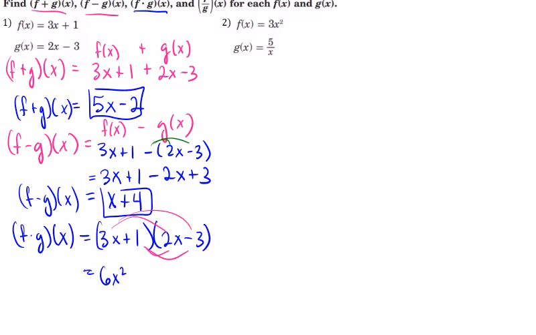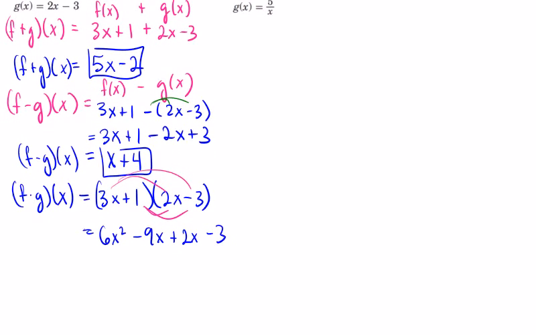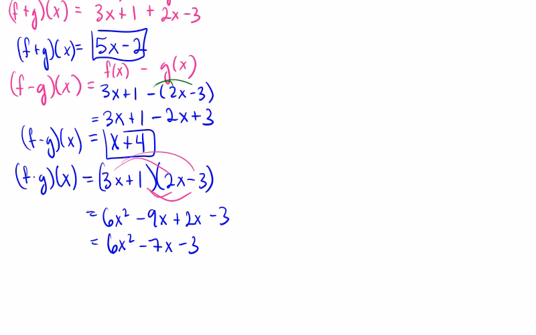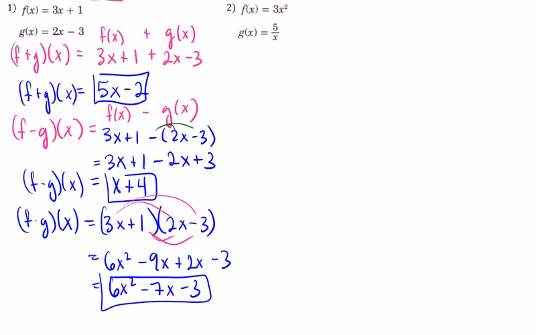6x squared, 3x times negative 3 is negative 9x. 1 times 2x is 2x, and 1 times negative 3 is negative 3. And so when we simplify that, we'll get 6x squared minus 7x minus 3. All right, let me draw lines between these here. So that one.